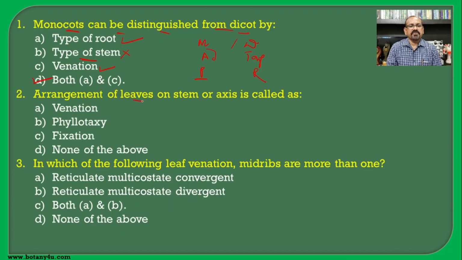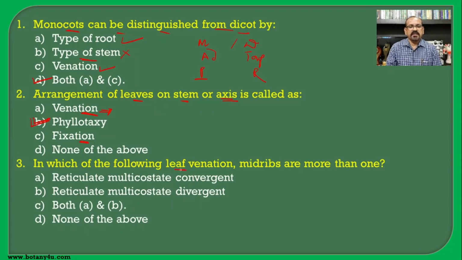Then, arrangement of leaves on stem or axis is called as. If we see the definition, the mode of arrangement of the leaves on the stem or the axis is known as the phyllotaxy, and hence B is the correct answer for this question. Here the mode of arrangement of the veins in the leaf is known as the venation, and the mode of attachment of the filament to the anther is known as the fixation.